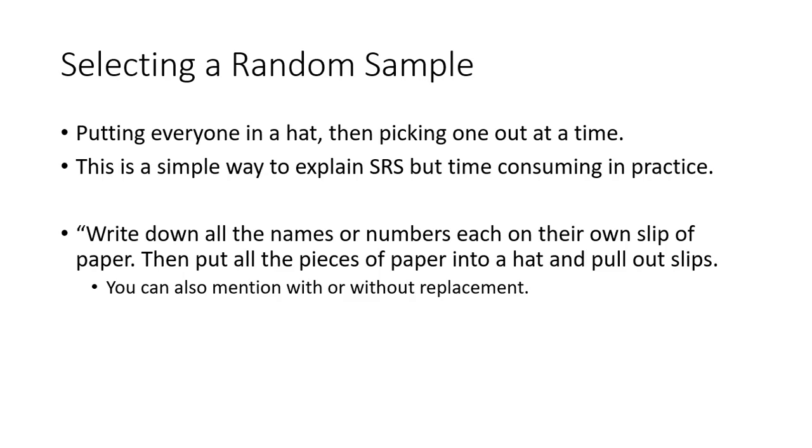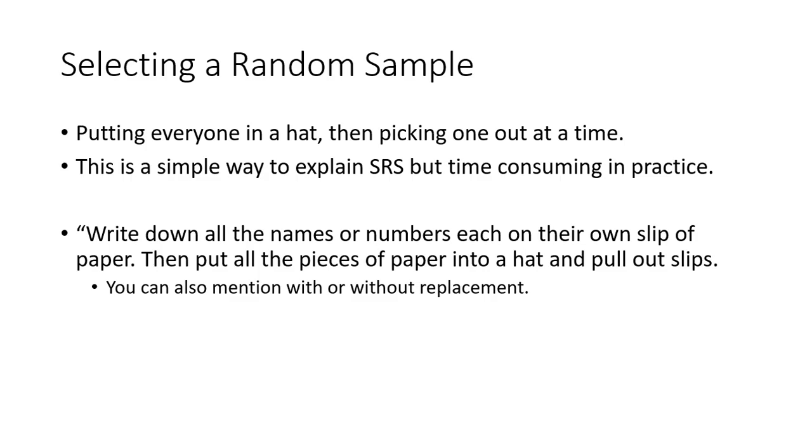If you're doing something as simple as a simple random sample, an SRS, you can just say, put everybody's name in a hat or give everybody a number and then pick them out one at a time. This is very easy. It can be time consuming if you're actually doing it, because you would have to go through every single one.